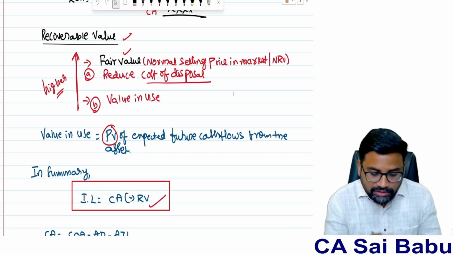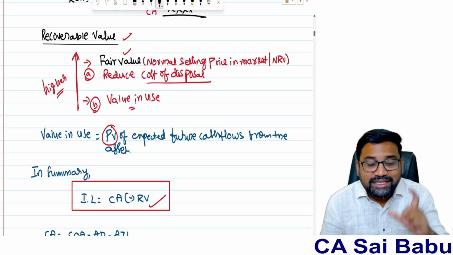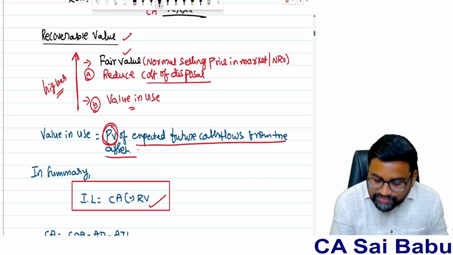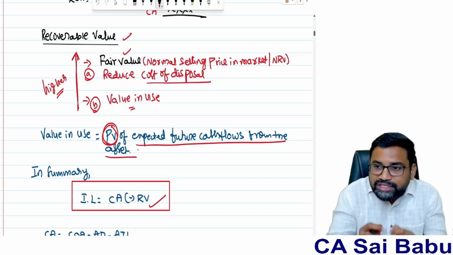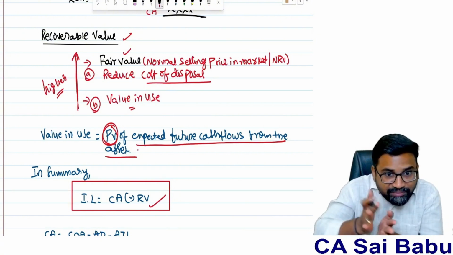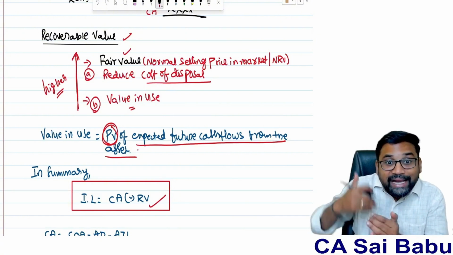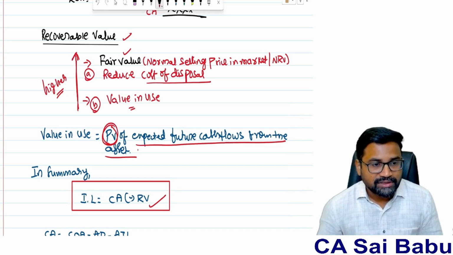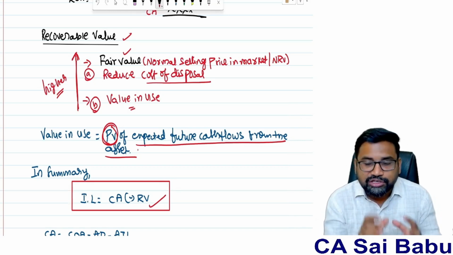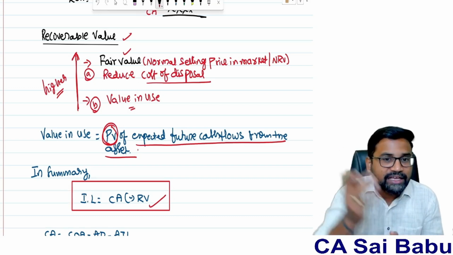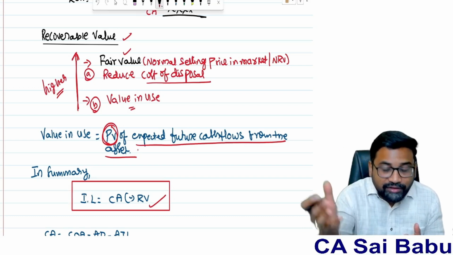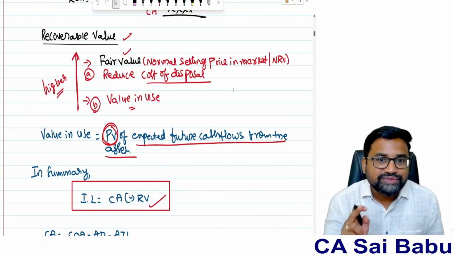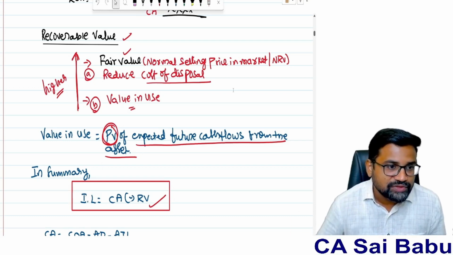And from that, the cost of disposal. How to find out value in use? The standard says value in use is nothing but the present value of the expected future cash flows from the asset. So the asset in respect of which you are calculating the impairment loss, from this asset, what is the present value of expected future cash flows? You need to see what are the expected cash flows from the asset. That expected cash flows, if you convert into present value, then you will get value in use. So tell me, what is value in use? Present value of the expected future cash flows from the asset.